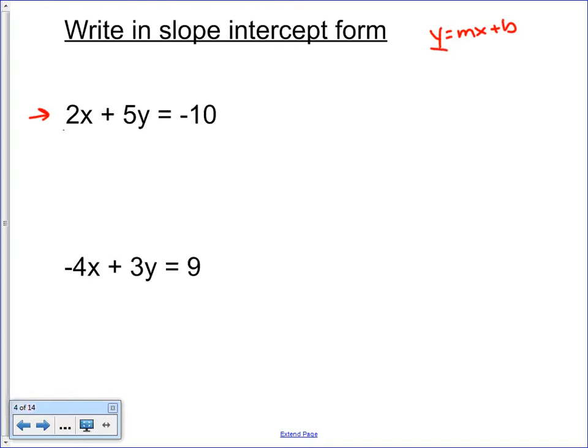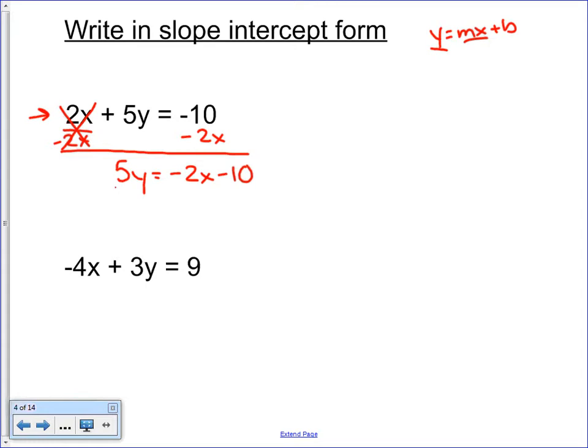So what we first want to do is get rid of the x term. So to get rid of that positive 2x, we're going to subtract 2x on both sides. So these will cancel out. I just have a 5y on the left side, and that equals negative 10 minus 2x. Those can't combine together. One's an x term, one's a number. So I'm going to just write it as negative 2x minus 10. Now I put the x term first because in my slope-intercept form, I want that x term first. So it's okay if you switch it around like that.